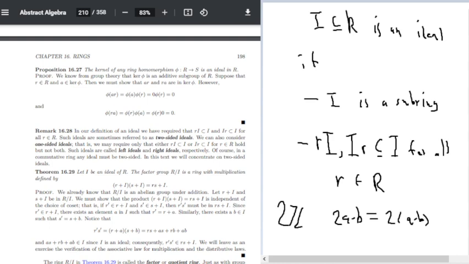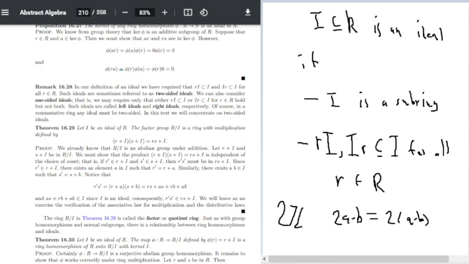Proof. We know from group theory that the kernel of phi is an additive subgroup of R. Suppose that r is in R and a is in the kernel of phi. Then we must show that ar and ra are in the kernel of phi. However, phi(ar) is equal to phi(a)phi(r), which is equal to 0, and phi(ra) is equal to phi(r)phi(a), which is equal to phi(r) times 0, which is equal to 0. So this shows that their multiplication is in the kernel.